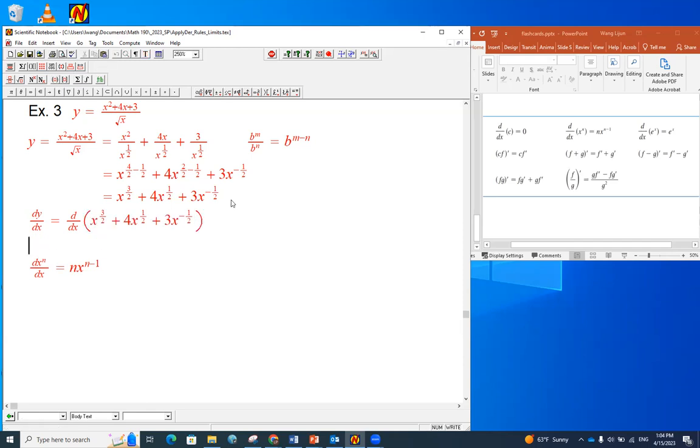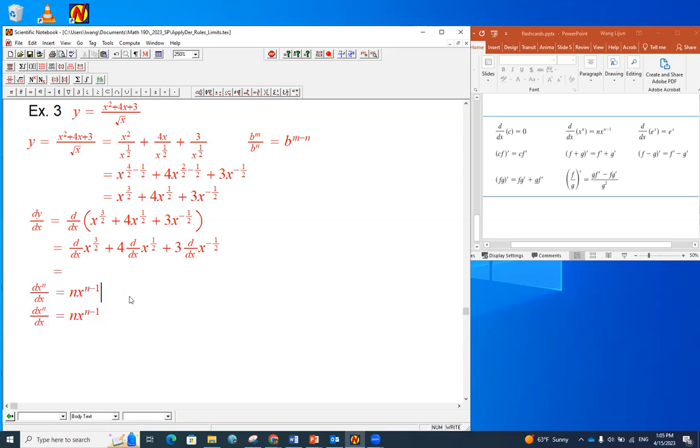According to the sum and difference rule, we can take the derivative of each term individually. The constant stays out. And next, we apply this formula one by one. We have 3 terms, so we apply it one by one. In the first case, n is 3/2. So we're going to follow this formula.